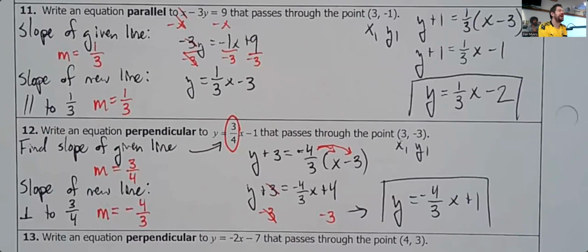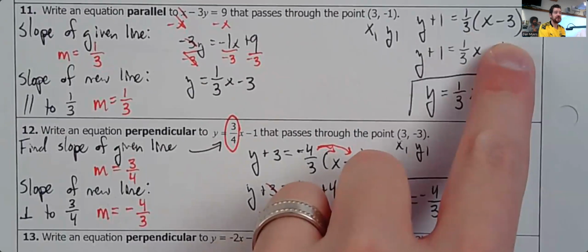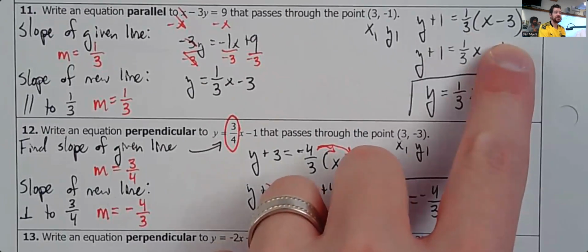I think maybe you combined some things that aren't able to be combined, because our slope is 1/3. So did you get y plus 1 equals 1/3 times x minus 3 for your point slope equation? Okay, so that's your point slope equation.